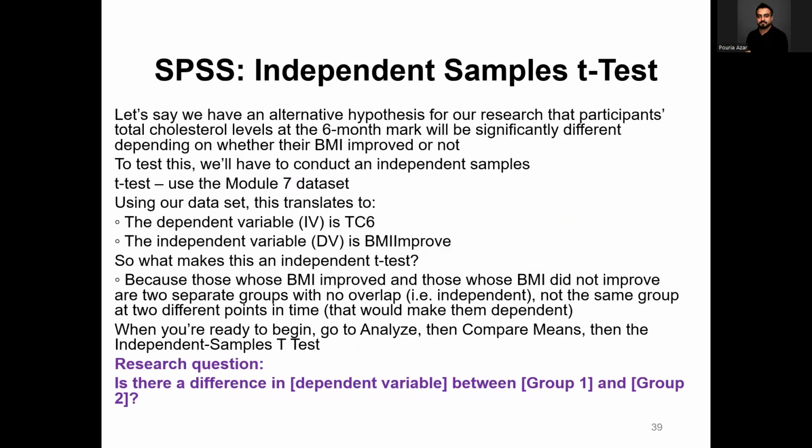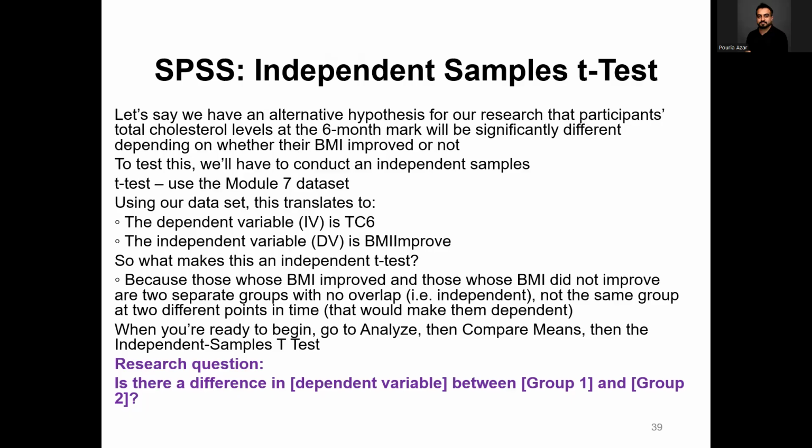So this is an example for independent sample t-test. How can I develop my research question in independent sample t-test? I can say, is there a difference? Or I can say, is there a significant difference in the dependent variable between group 1 and group 2? This is how I develop a research question in independent sample t-test.